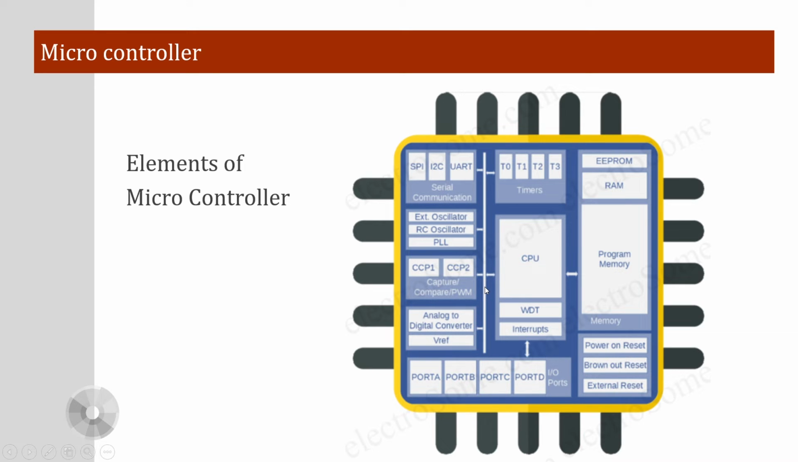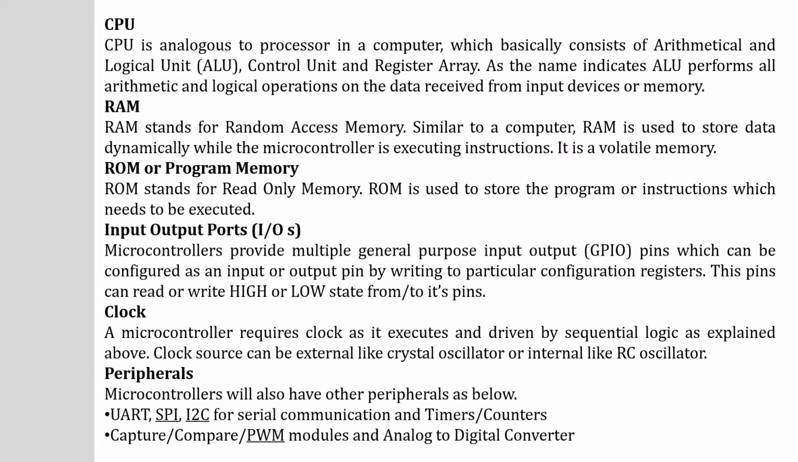Now let us look deep into each component. The main part of the microcontroller is the CPU, the central processing unit. The CPU is analogous to the processor in a computer, which is basically an ALU, that means arithmetic and logic unit, a control unit, and a register array. This is combinedly called the CPU.